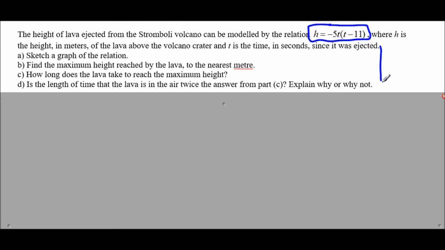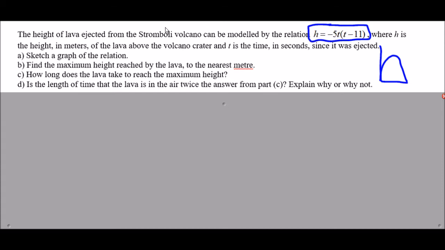So we have another projectile motion quadratic question. I just like to keep this image in mind, something going up in the air and coming back down in a projectile parabolic shape. What we have to do is sketch the relation, find the maximum height of the lava, find how long it takes the lava to reach maximum height, and part D is a little strange: is the length of time that the lava is in the air twice the answer for part C? Explain why or why not. So obviously I won't worry about what D is talking about until I get through A, B, and C.